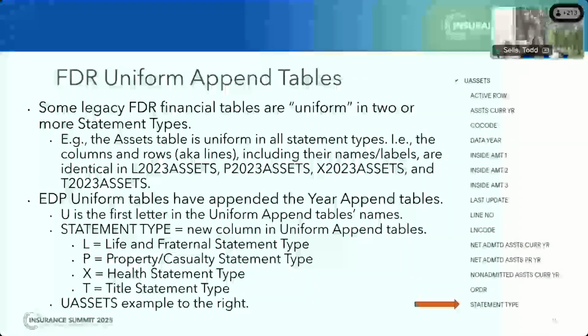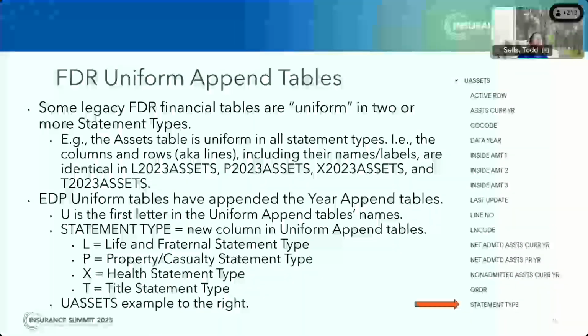And so just like when we brought in the L2023 assets and the L2022 assets and we added data year to the L assets table, now we're bringing in the L assets, the P assets, the T assets, and the X assets, X is for health. Now that we're bringing all those in, we have U assets, and we have to have this new statement type column so that when you're in the U assets table and you want to deal with a specific statement type, you can still select that statement type and only get that data from it.